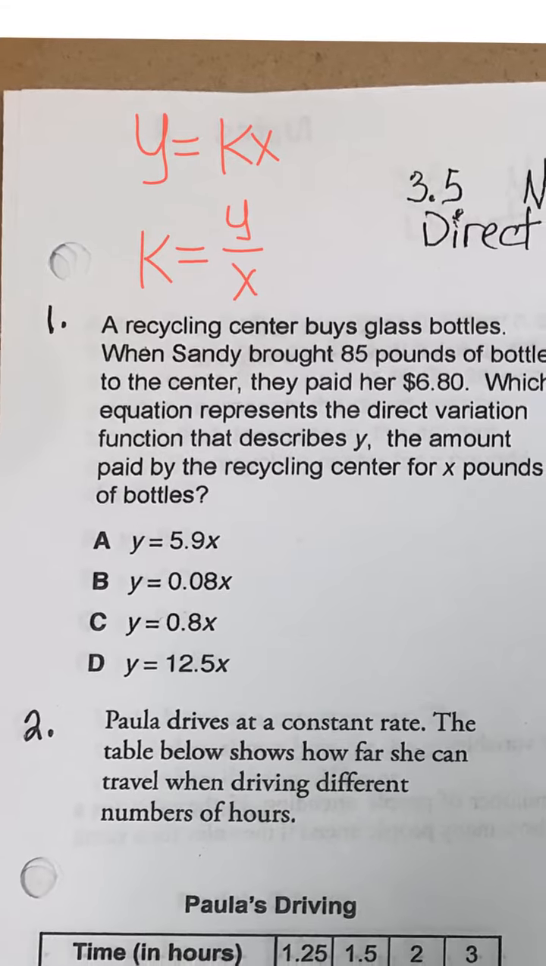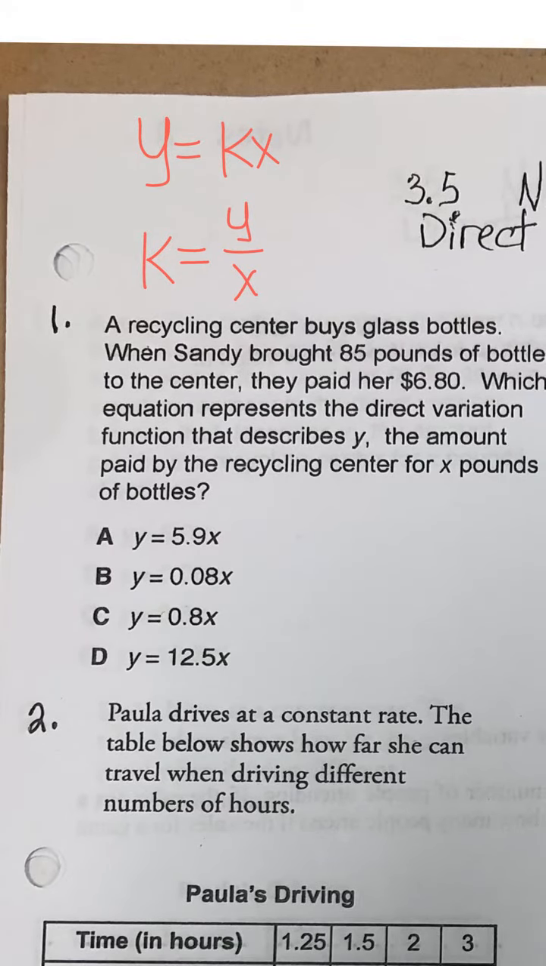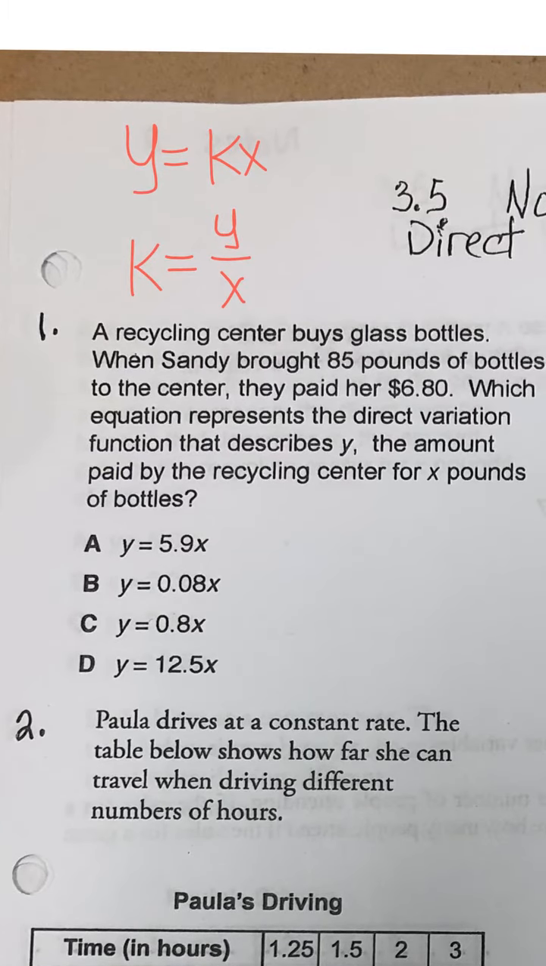So let's take a look at this. A recycling center buys glass bottles. When Sandy brought 85 pounds of bottles to the center, they paid her $6.80. Which equation represents the direct variation function that describes y, the amount paid by the recycling center for x pounds? Okay, so they want you to find an equation given this information. Now, direct variation doesn't have a y-intercept. It never does. So anytime they ask you which of these could be a direct variation, always eliminate the equations that have y-intercepts.